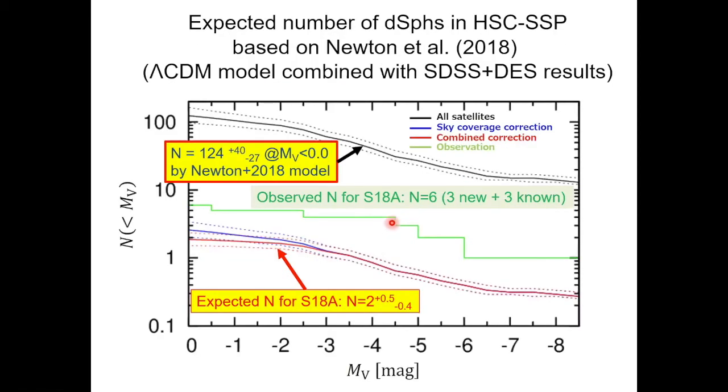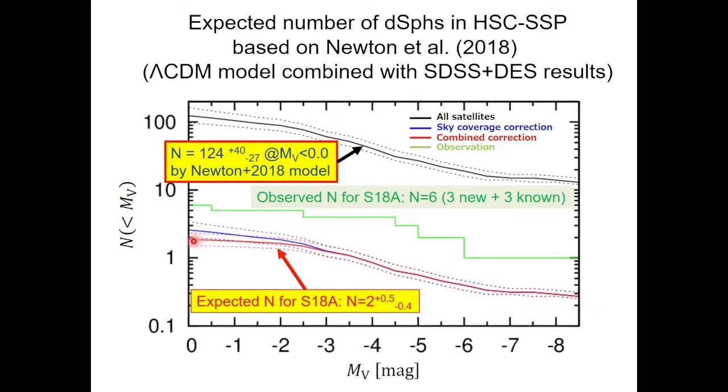So this shows the status in comparison with the Newton et al. model. This is the V-band absolute magnitude and the cumulative number of satellites. This black line is all satellites from the theoretical model. And as I said, the total number of satellites is 124 here. But we observe only a limited sky area, say 680 square degrees. So a correction is made for this sky coverage, the blue line. And also we observe only a small volume, I mean the limiting magnitude is set. So there is also a correction, and the combined correction is shown in the red line.